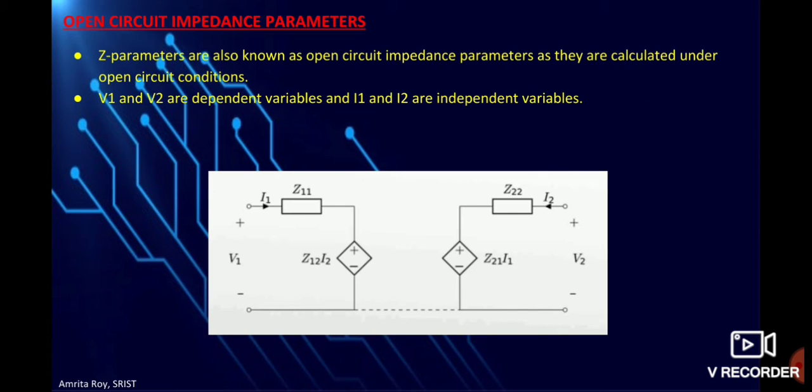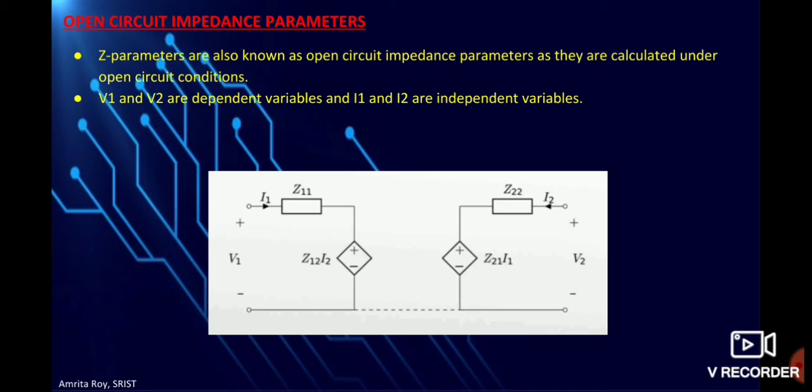Next is open circuit impedance parameters. Z parameters are known as open circuit impedance parameters because they are the ratios of voltages and currents. Units of Z parameters are ohms. We can calculate two Z parameters, Z11 and Z21, by open circuiting port 2. Similarly, we can calculate the other two Z parameters, Z12 and Z22, by open circuiting port 1. Hence, Z parameters are also known as open circuit impedance parameters.